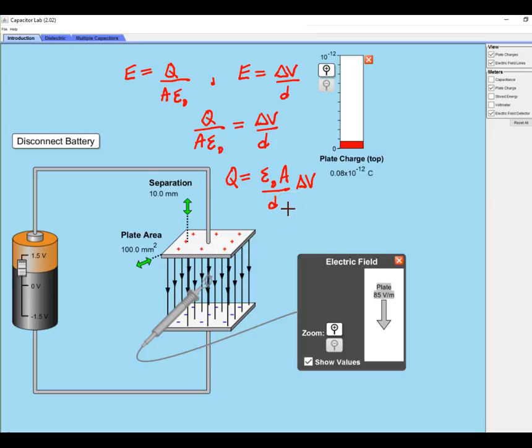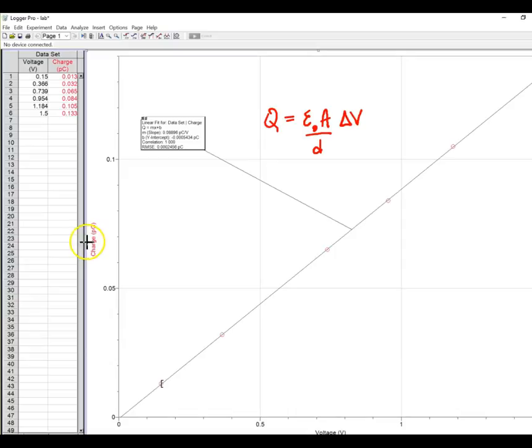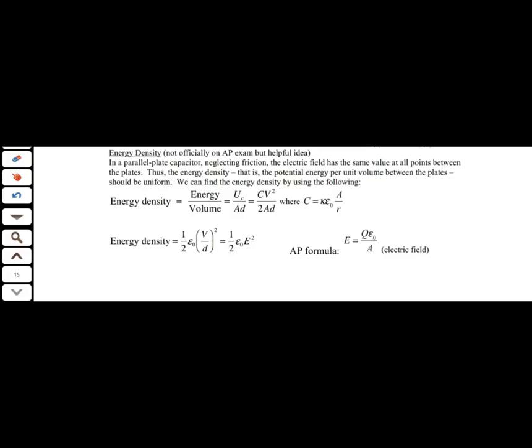Which brings me back to my original graph that I showed you earlier. We saw that there was a direct relationship between the charge, Q, and the voltage, delta V. And this, right here, represents the slope of the graph, and this is known as the capacitance. This formula of the electric field being directly proportional to the charge and inversely proportional to the area is mentioned right over here at the very end of my notes.